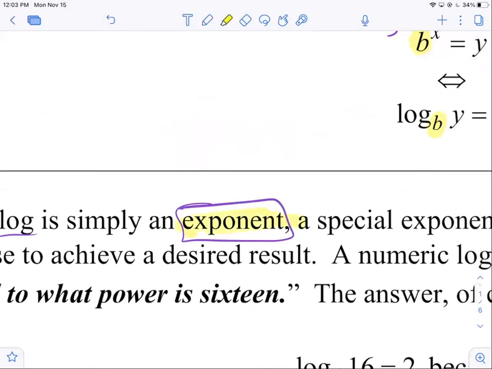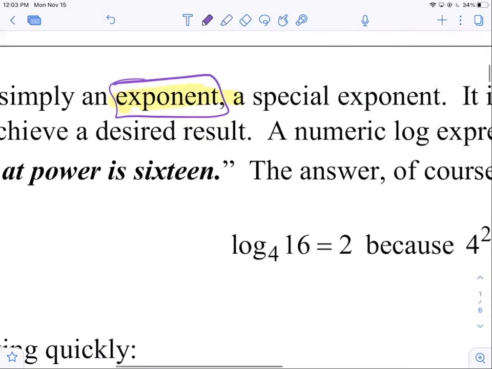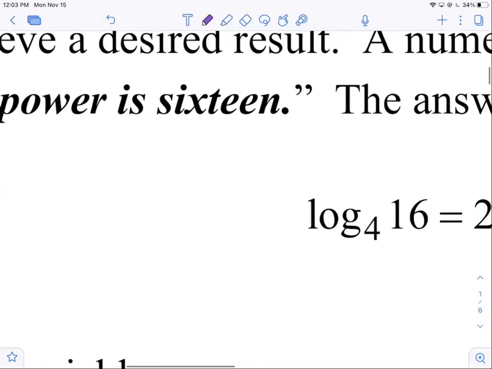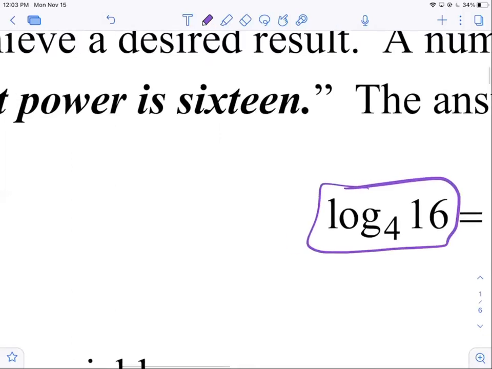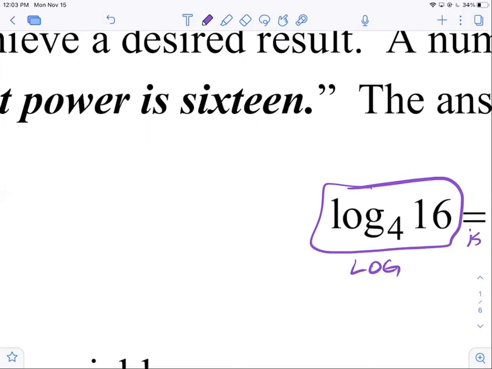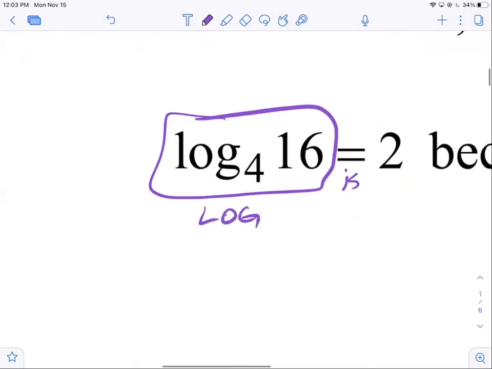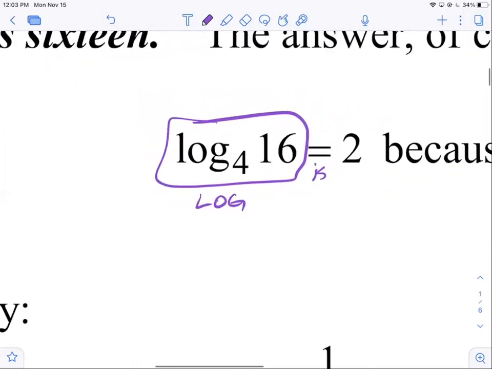Okay. What is a log? It's an exponent. So for instance, if I ask you, what is log base 4 of 16? You can see the answer there. Okay. The log is the exponent. So here's the log. The log is the exponent. Now, it's a special exponent. So the log is the exponent to which you must raise the base to achieve what we call the argument.